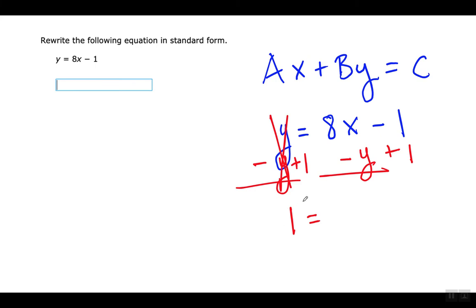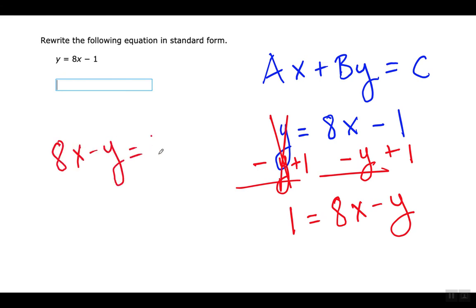What's left on the left is positive 1, because the minus 1 you moved to the left became positive 1. The y, I'm moving it to the right and it becomes negative y. Alright, and there's my answer. 8x minus y equals positive 1.